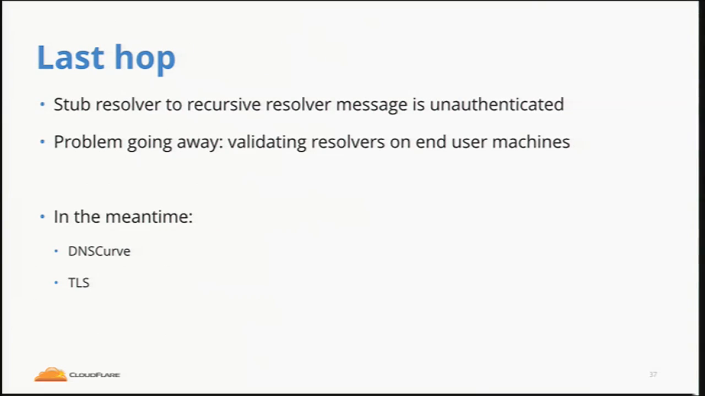What about the last hop? This is another thing that people bring up, which is the communication between the stub resolver and the recursive resolver. DJB suggested something called DNSCurve, which is basically like a TLS authentication and encryption layer between the stub resolver and the recursive resolver. As recursive resolvers get moved into endpoints, this is less and less of a big deal.